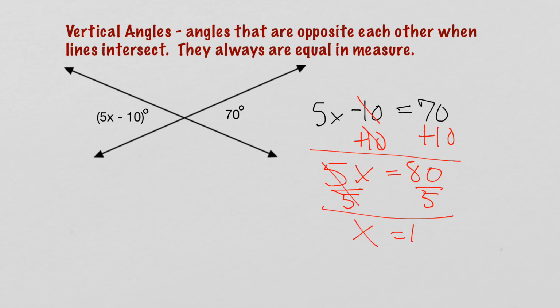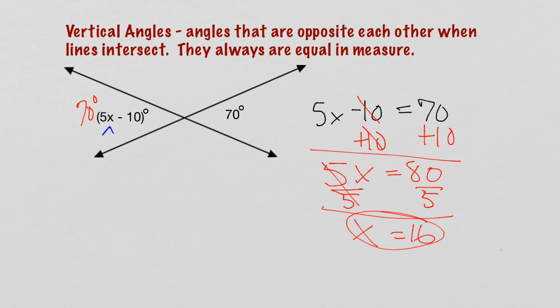80 divided by 5 is 16. So the value of x is 16. Now I want to be very, very clear here. That does not mean that this angle is 16 degrees. This angle, we already know, is 70 degrees because it has to be equal to this one on the right. What we're saying is 16 is simply x.